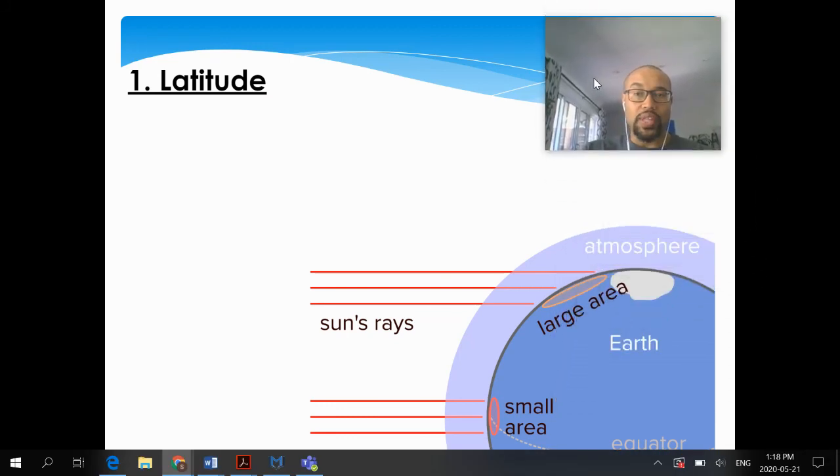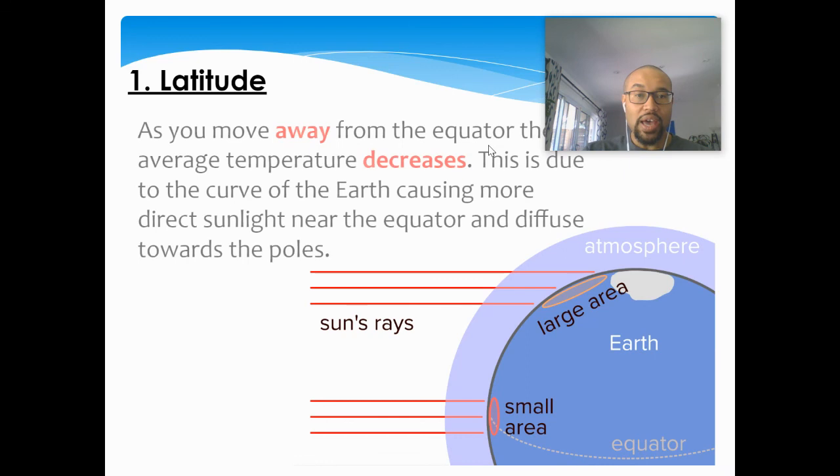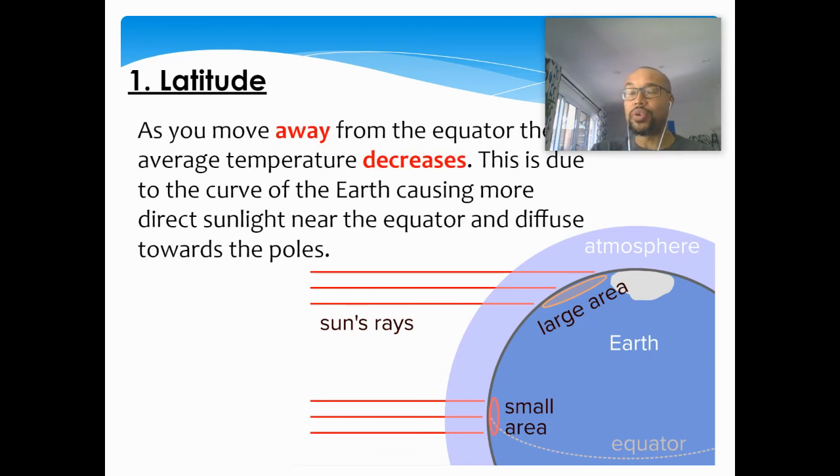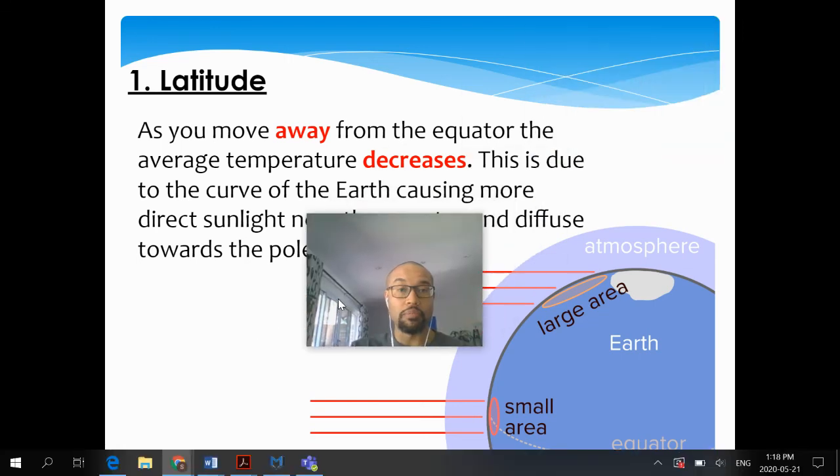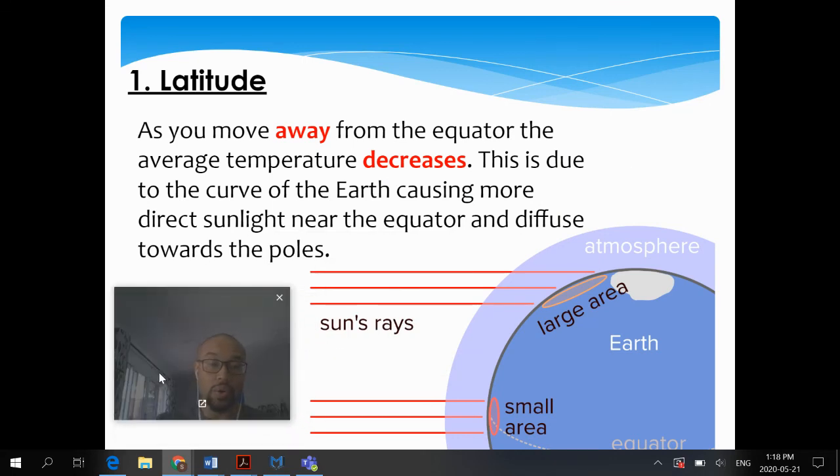We'll start with latitude. And latitude has a big effect on the climate of an area. We know that if you're near the equator, you're warm. We know that if you're further away from the equator, you're not so warm. And at the poles, you're cold. So why is that the case?